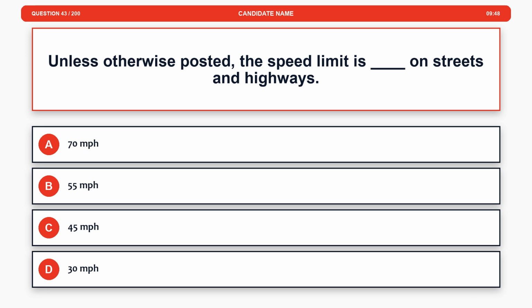Option A, 70 miles per hour. Option B, 55 miles per hour. Option C, 45 miles per hour. Option D, 30 miles per hour.